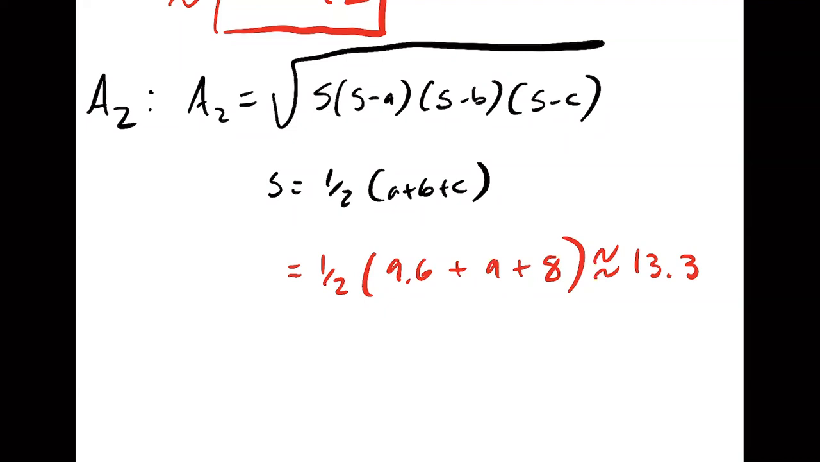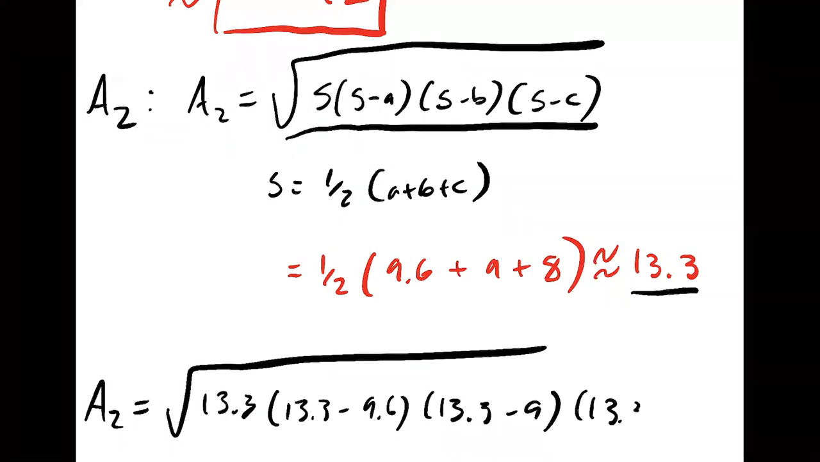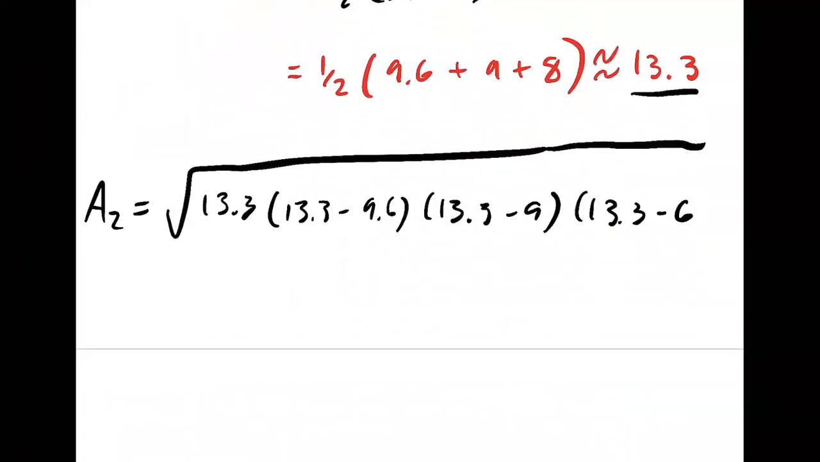All right. And so now we'll take this number along with our a and b and just plug it into this equation. So we'll get A2 is equal to the square root of 13.3 times 13.3 minus 9.6 times 13.3 minus 9 times 13.3 minus 8. Okay. And again, when you compute this in a calculator, you should get that this is about equal to 33 point, looks like this is a 9 here.